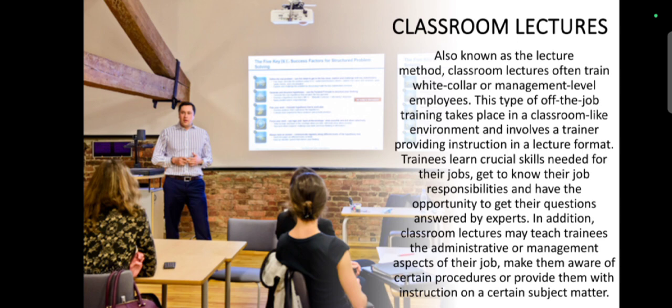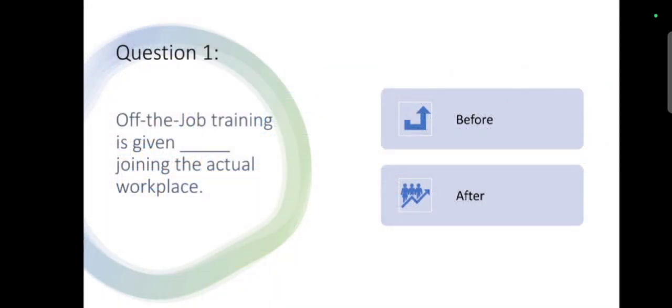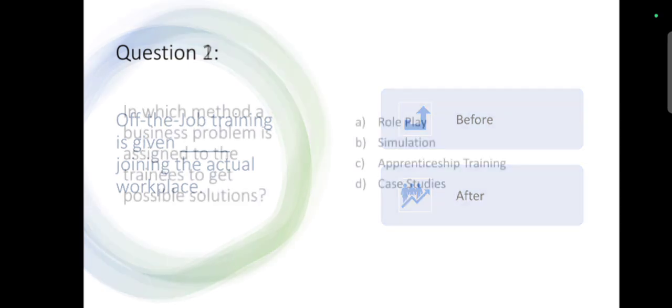Now coming upon the question and answer. So first question is, off the job training is given before or after joining the actual workplace. So the answer to the given question is before joining the actual workplace. Off the job training is given before joining the actual workplace, whereas on the job training is given after joining the actual workplace.